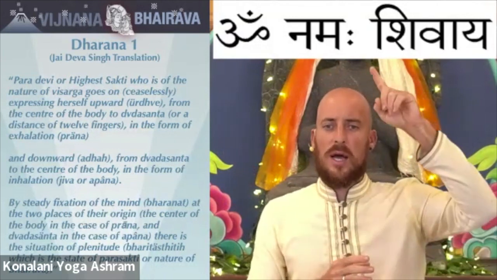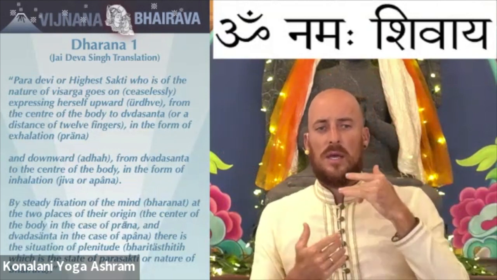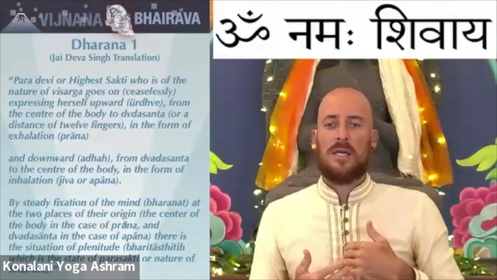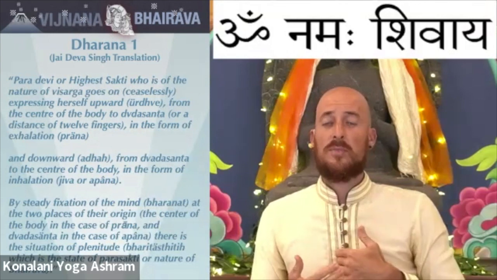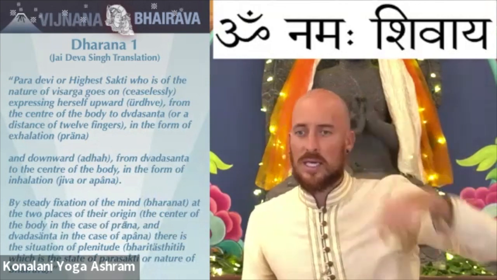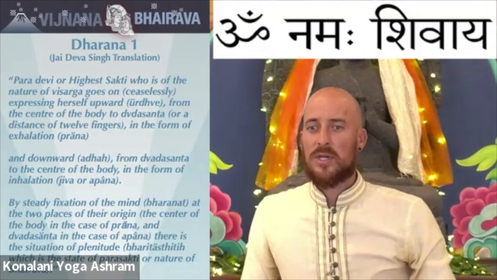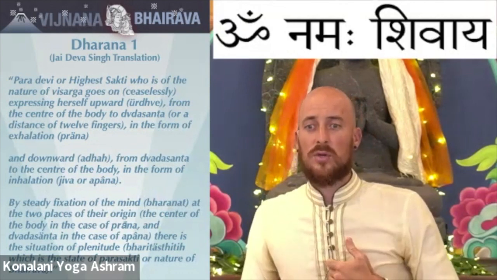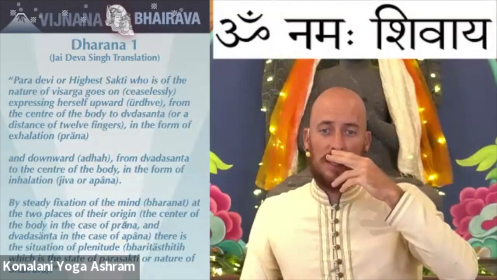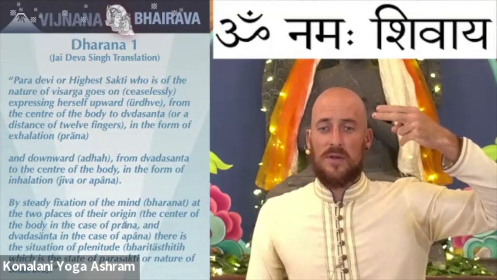Well, there's two dots. The top dot is meant to represent the finishing point of your exhalation. And the bottom dot is meant to represent the finishing point of your inhalation. And we see this over here in the text when it says, the nature of Visarga goes on ceaselessly expressing herself upward from the center of the body to Dvadashanta, a distance of 12 fingers from the tip of the nose in the form of the exhale. So this is pretty fun. 12 fingers, two at a time.